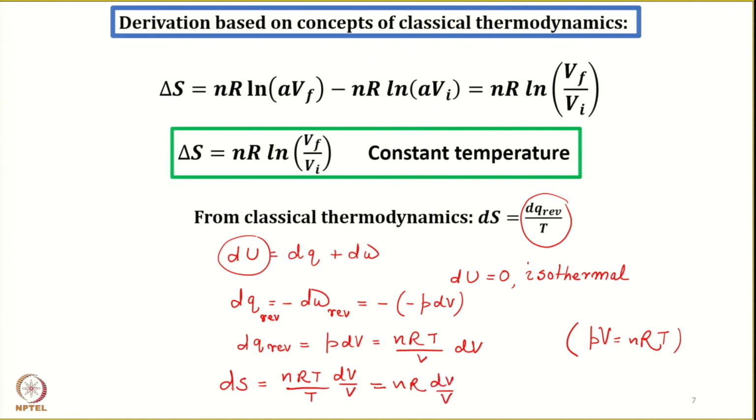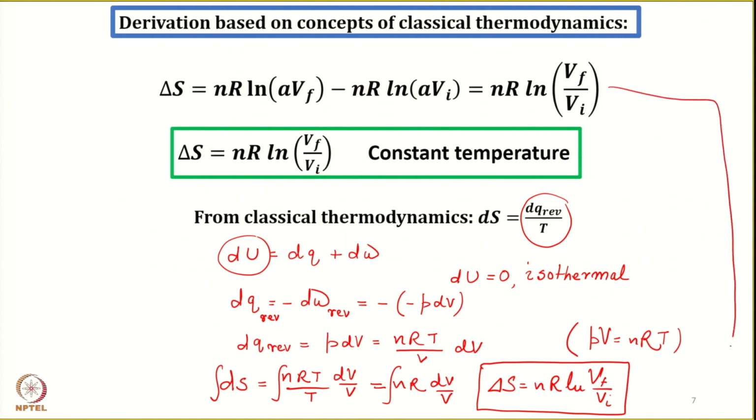And if I now integrate from Vi to Vf, right? So then delta S will be equal to nR log V final over V initial. You apply the limits Vi and Vf over here, then delta S will be equal to nR log Vf over Vi, and you are essentially getting the same result. Let us take a look at the comment.